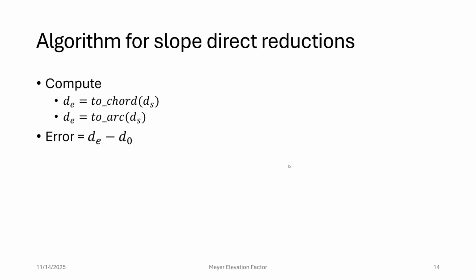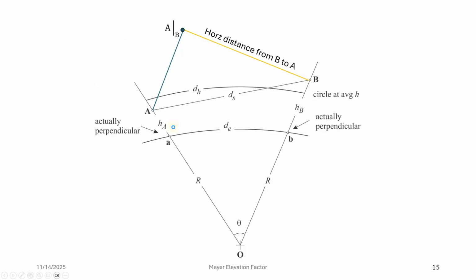For the cases in which we are directly reducing the slope distances, we'll just apply the two formulas that you saw before. And again, the error will be the reduced distance minus the d0 distance. How do we get our horizontal distances? That's a little bit complex, and so I want to walk you through it with a picture to get started.